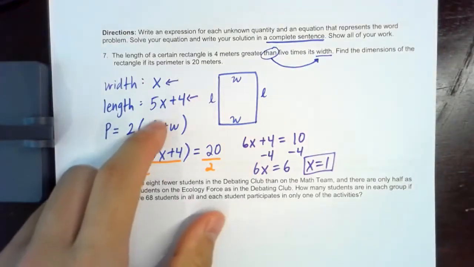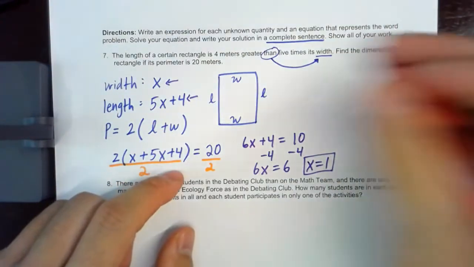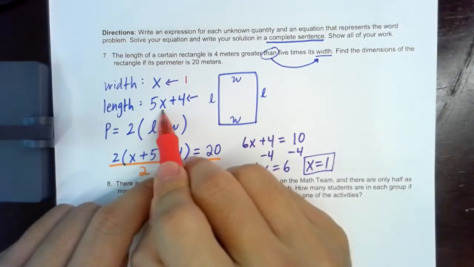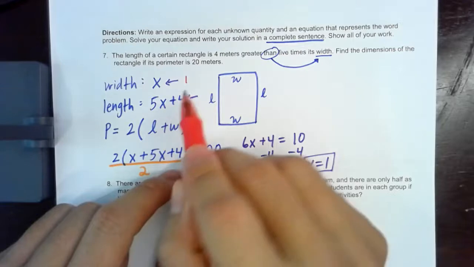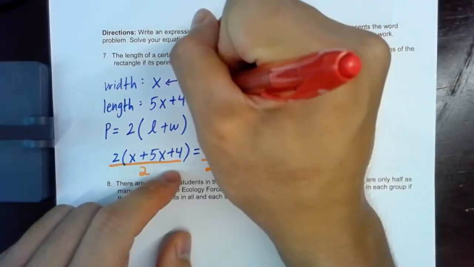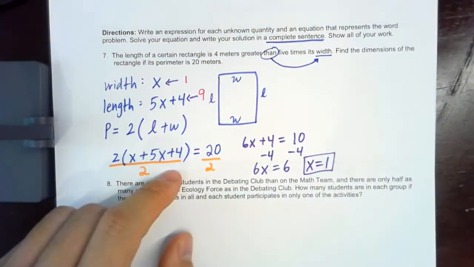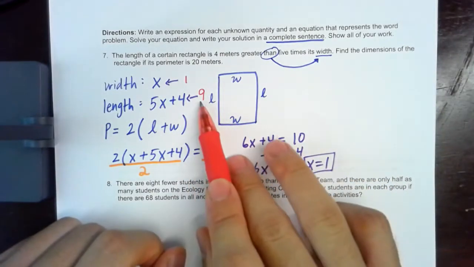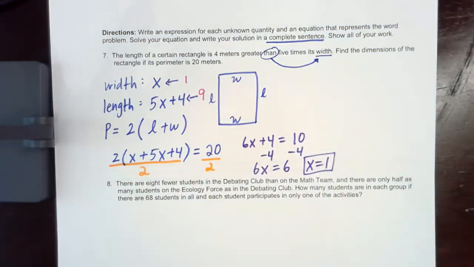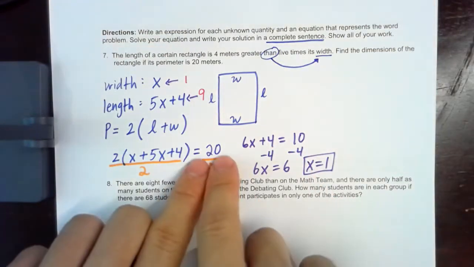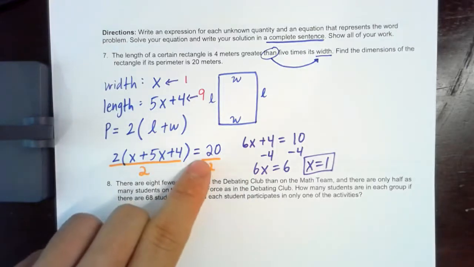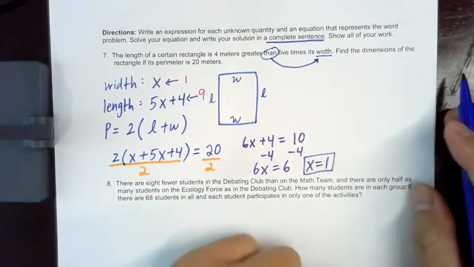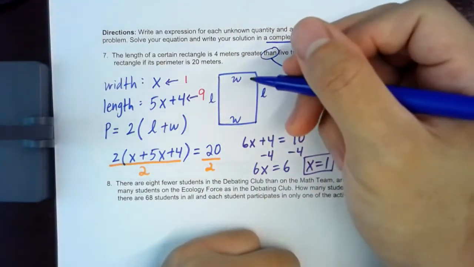And once you have x equals 1, you now want to plug it back into your definitions and really calculate the value for each dimension, right? The width is 1, and if you plug in 1 for x in the length, 5 times 1 is 5, and the length is therefore 9. Now, that should make sense because the width plus the length should have a sum of 10. Because if I double it, that will give me a perimeter of 20. So I've mentally double checked, and I realized that yes, this works.